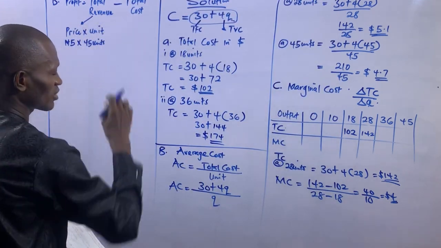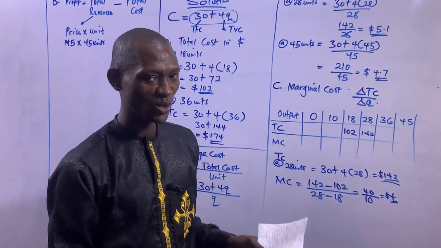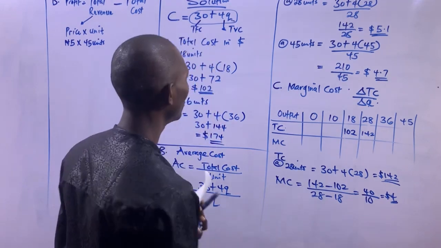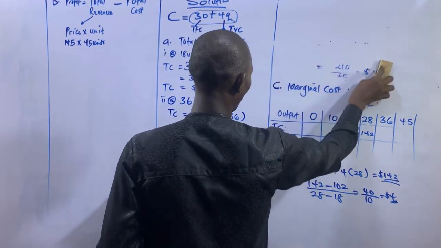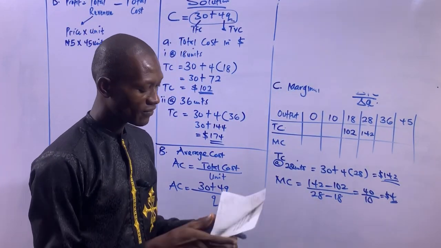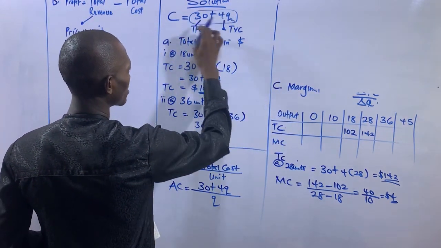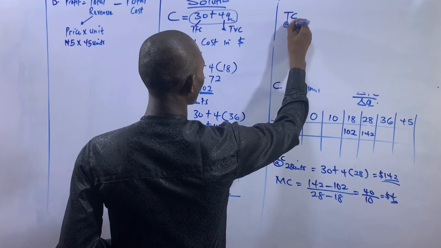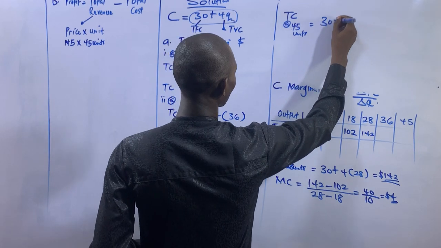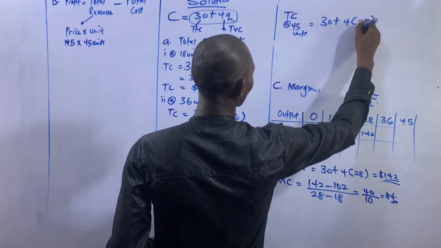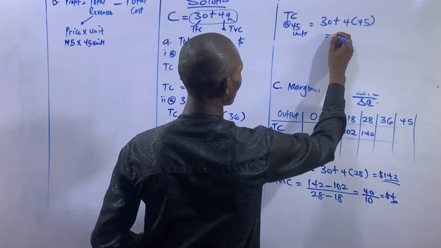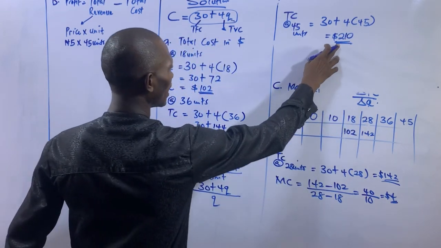Then what is the total cost at 45 units? We need to get that as well. So let's work that somewhere here. Let's get the total cost of producing 45 units. We are still going to make use of this cost function. So total cost at 45 units is going to be 30 plus 4 into 45. So 4 times 45 plus 30 gives us $210. So this $210 is the total cost.